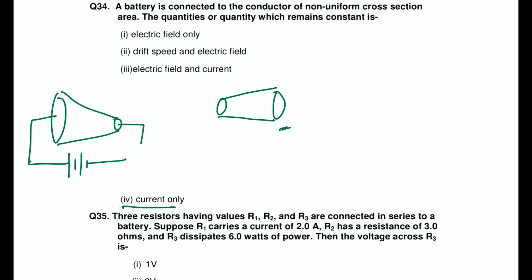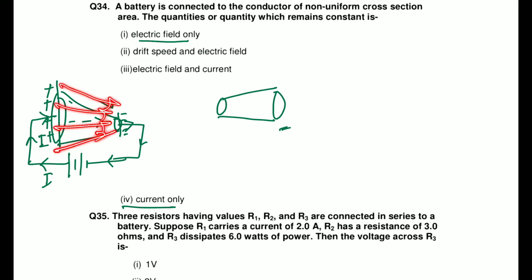This is connected to a battery, so when it is connected to a battery, you can see the current will flow through this conductor also, and will come back. You have to understand that the electric field will not be constant. Why? Because here the potential will be something like that, and the electric field will be something like this. So the electric field will not be a constant value. So the first option is wrong. Electric field is not constant.